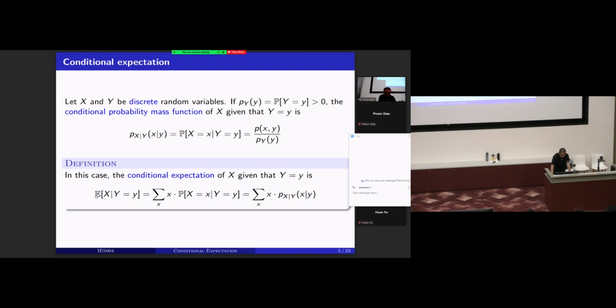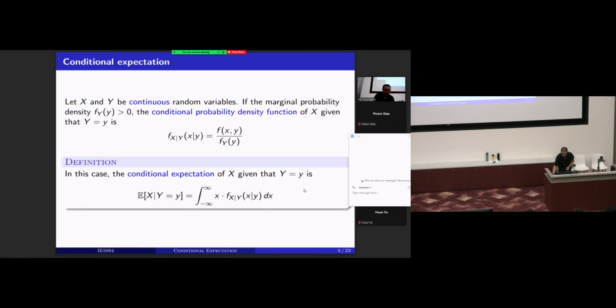So this is the conditional expectation of x given that another random variable takes a value. I think it's also very easy to understand. Maybe this is for the discrete case. And we can also define conditional expectation for continuous random variables in a similar way, right?